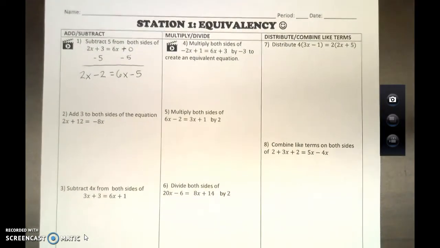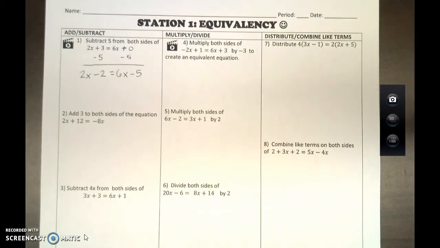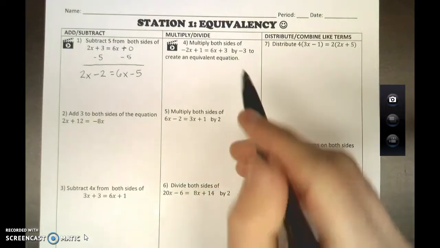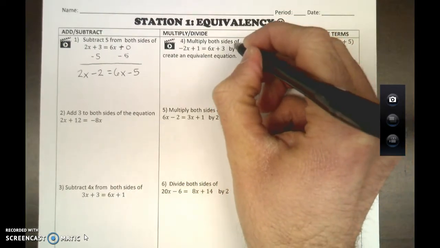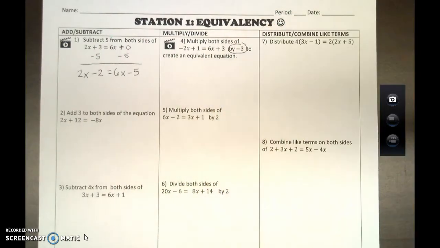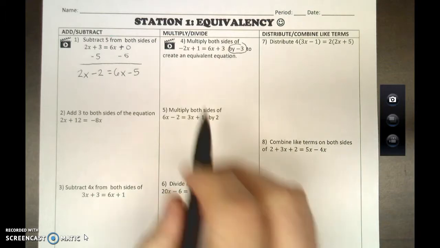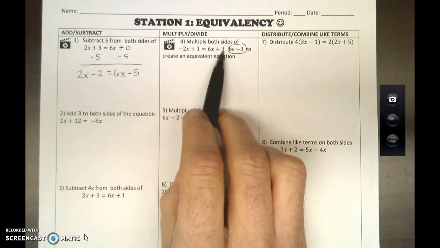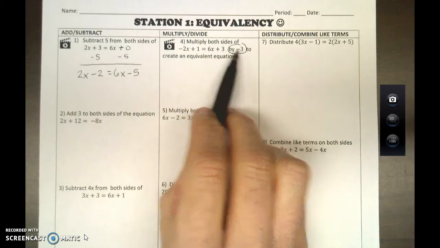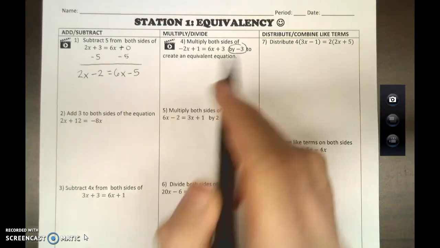Now we're going to try multiplying and dividing. So when you have multiplying and dividing, it requires you to do that operation to every single term in the equation. So this is saying to multiply the equation by negative 3. So I'm multiplying everything in this equation by negative 3. So be careful with the negatives. A negative times a negative is a positive.